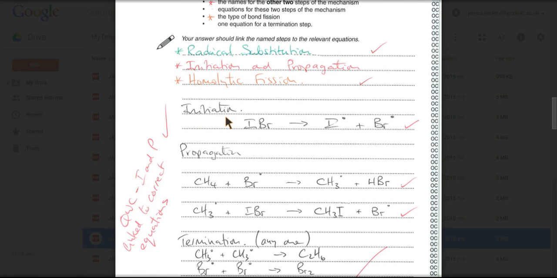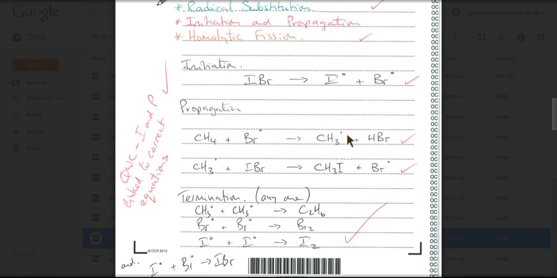So first step is initiation. That's where the IBr is attacked by the UV light. It's going to break the covalent bond between the iodine and the bromine. Each atom, or each particle, receives 1 electron from that covalent bond. So we produce these free radicals, and that's why it's homolytic fission. Each particle receives the same number of electrons from the covalent bond that's broken.